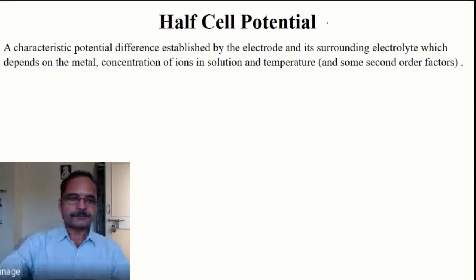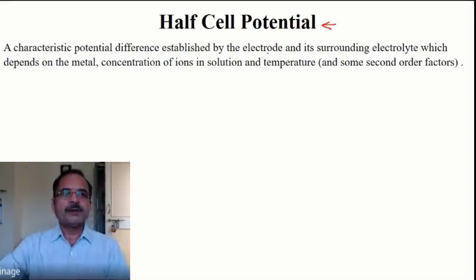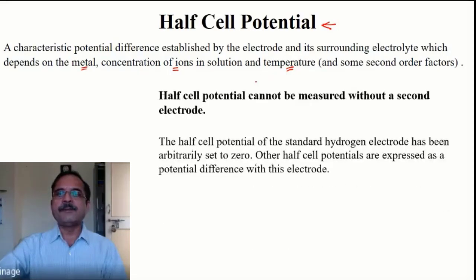In chemistry, you might have seen, related to electrodes, there is some half cell potential. It is a characteristic potential difference established by the electrode and its surrounding electrolyte, and it depends on the metal, the concentration of ions in a solution, and the temperature. So the potential developed at the electrode depends on three conditions: metal, concentration of the ions in the solution, and the temperature. This decides the potential induced.